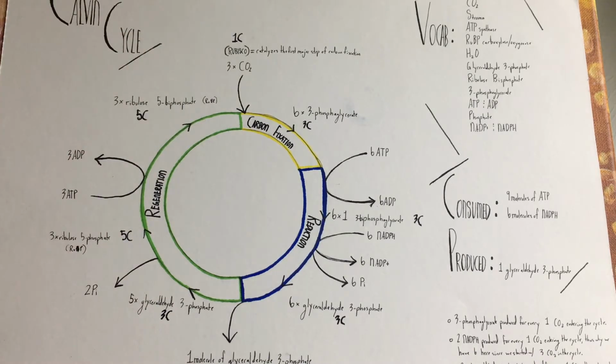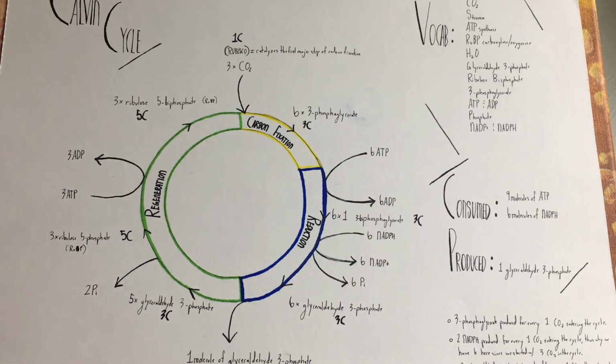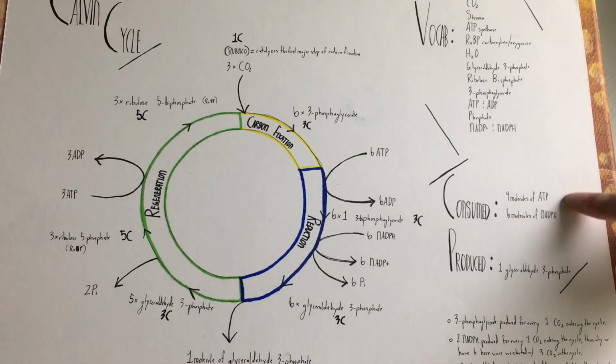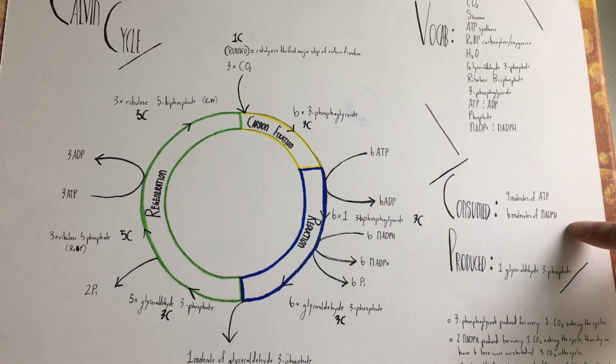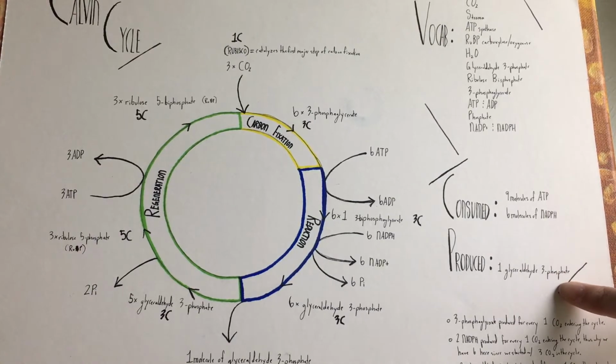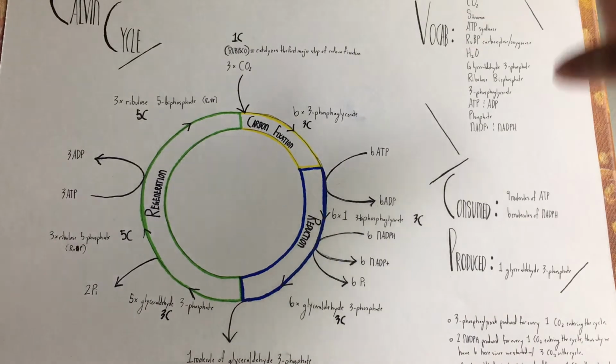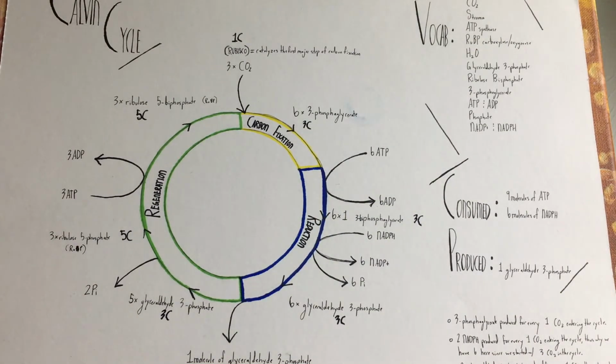And so this is just a reminder that we have 1 glyceraldehyde 3-phosphate for every 3 carbon dioxides. So that's what's happening in the carbon cycle. And then the things that are consumed during the cycle are 6 molecules of ATP and 6 molecules of NADPH. And then what's produced during the cycle is that 1 glyceraldehyde 3-phosphate, as well as glucose and sucrose and stuff like that.